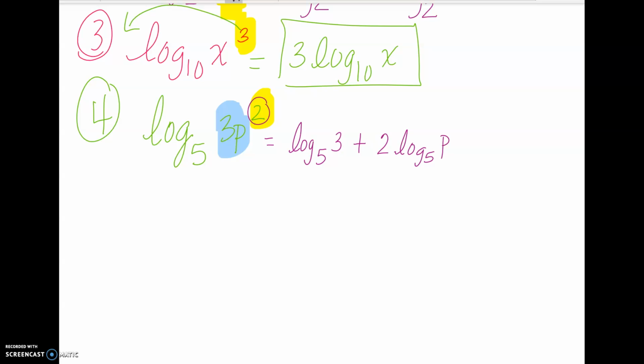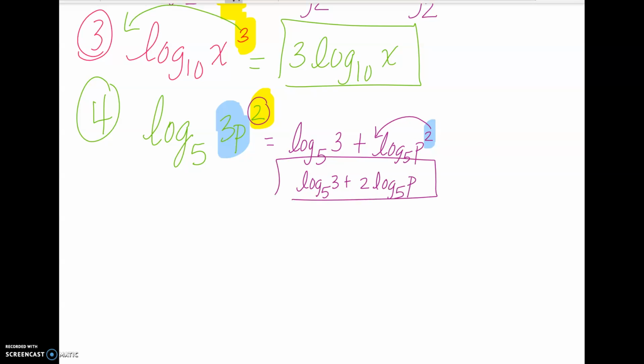If it helps, I'm going to rewrite it for you so you see what's going on. We can write log base 5 of p squared, but we're not done because of this p squared. So in this final step, go ahead and put it in front. You get log base 5 of 3 plus 2 times log base 5 of p. That way you can see it in each step.